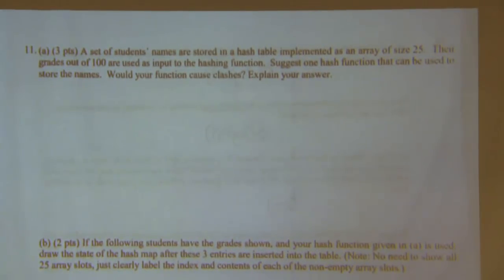Okay, so a little bit more hash table stuff. A set of students' names are stored in a hash table implemented as an array of size 25. Their grades out of 100 are used as input into the hashing function. It says to suggest a decent hash function to store the names. And then it asks whether or not your function could cause collisions or clashes and to explain why it might.